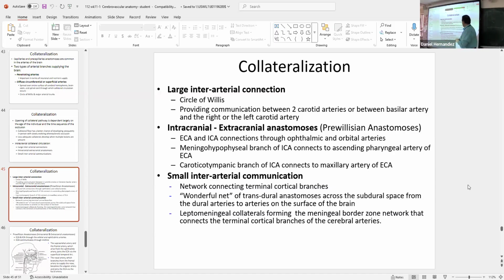We then have smaller interarterial communications. This is a network of terminal cortical branches within the brain, sometimes referred to as a wonderful net. These are transdural connections across the subdural spaces of the brain between the dural arteries on the surface of the brain. So we can have smaller strokes intracranially, and we have small collateral pathways to get around some of these smaller vessels within the brain. So just realize that there are collateral pathways that do exist on a smaller level intracranially.